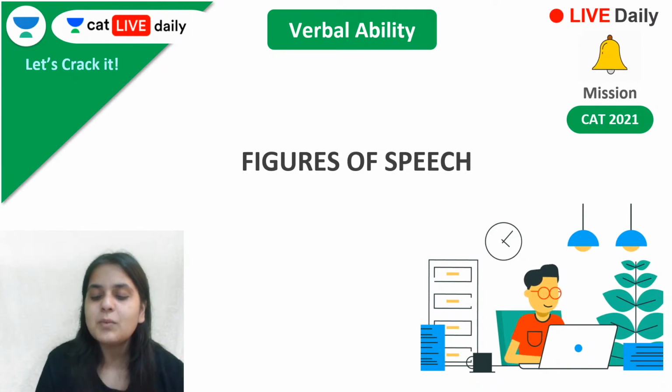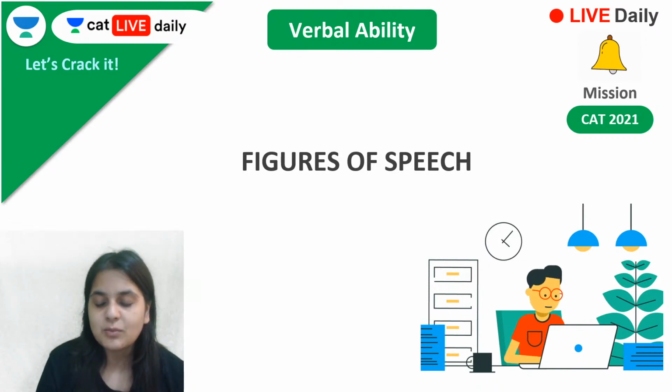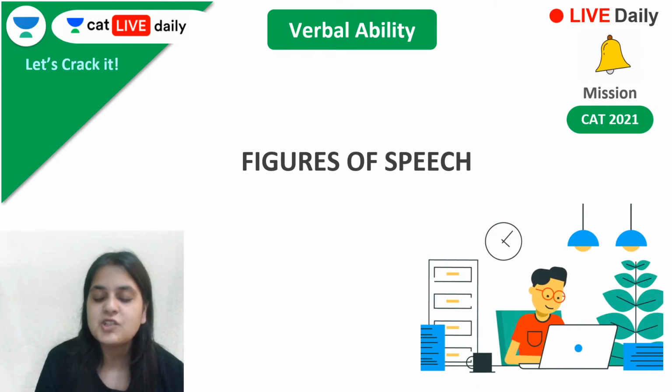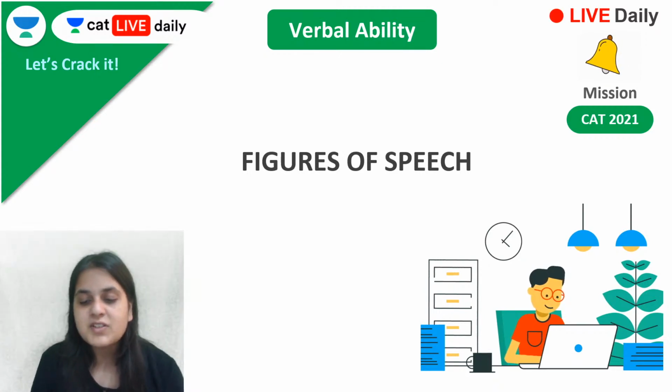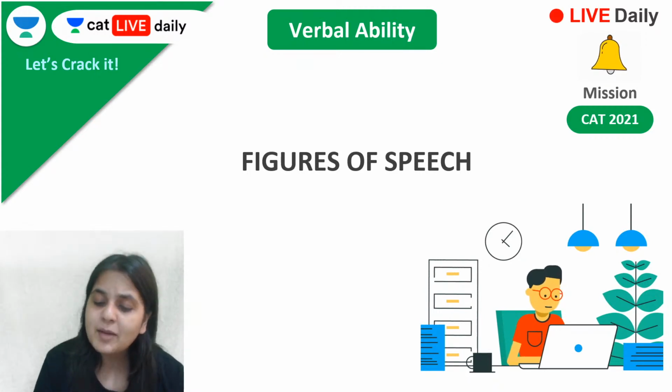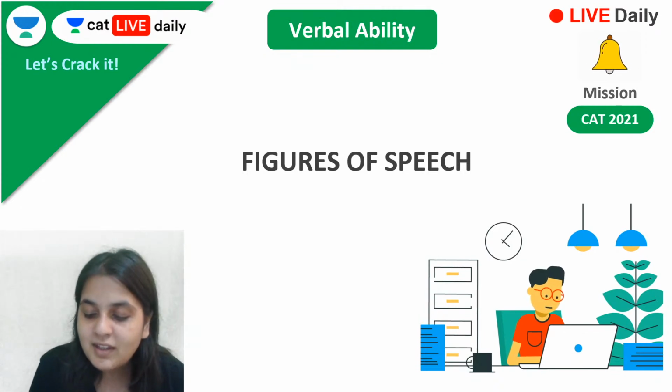Okay, so if you're going to do only vocabulary for a month, I don't think any of you would be able to attempt the mocks when it comes to para jumbles or sentence odd one out or figures of speech or RC. So we'll try and keep it holistic. So in a week, we'll have CR as well, we'll have RC as well, we'll have vocabulary as well, we'll have verbal reasoning as well. So we'll try to mix it up, okay?